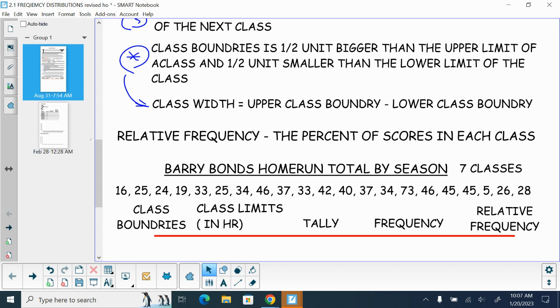Okay, we're going to take a look at Barry Bonds' home run total by season. Barry Bonds is the disputed home run king of Major League Baseball. He hit more home runs than anybody else did in a Major League Baseball career. It's disputed because they say Barry Bonds was juiced up.